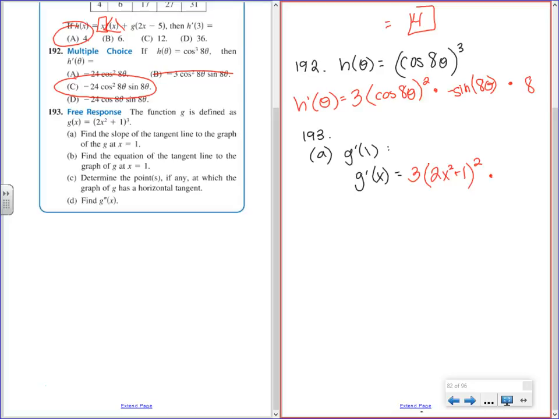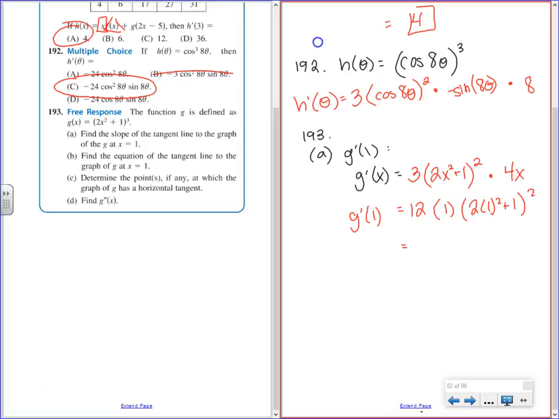Peel off the cube. The only thing you have left is who? 2x squared plus 1. What's the derivative of 2x squared plus 1? 4x. I'm not done yet until I plug in a 1, but I have a derivative all ready to get plugged in, right? I'm doing the 3 times 4 to be a 12. I'm moving the x in front, and g prime of 1 says let x be 1. Then I have 2 times 1 squared plus 1 squared.